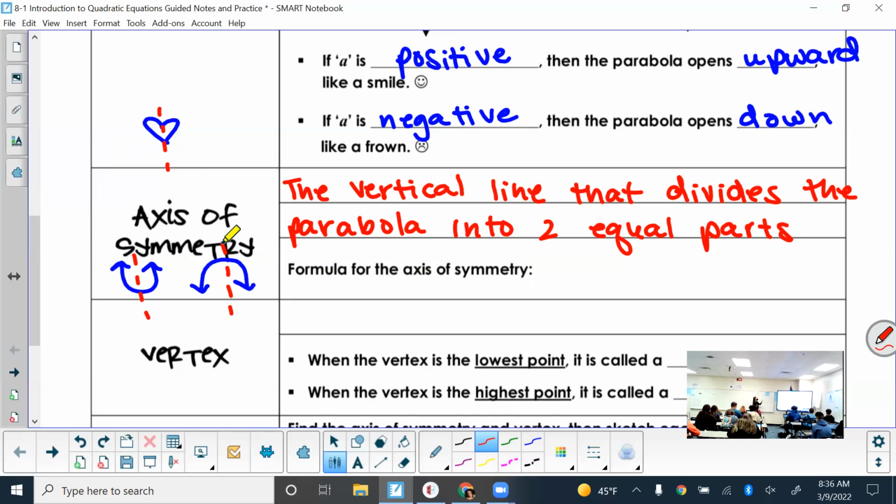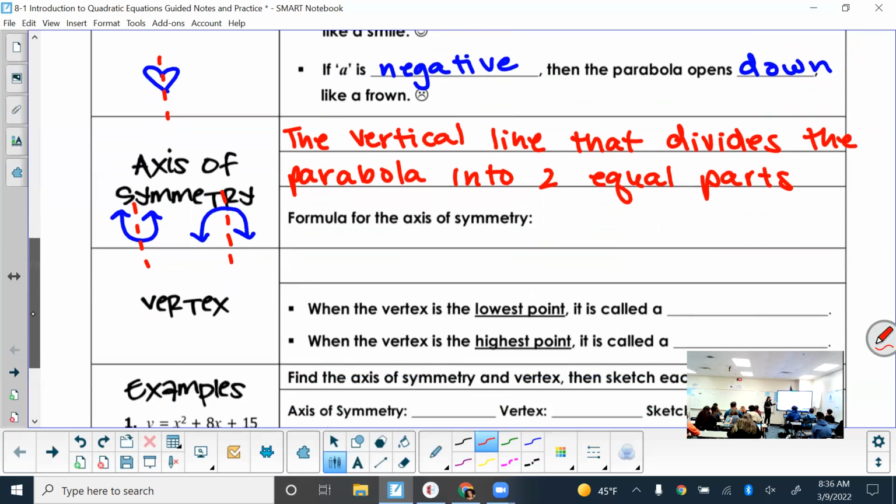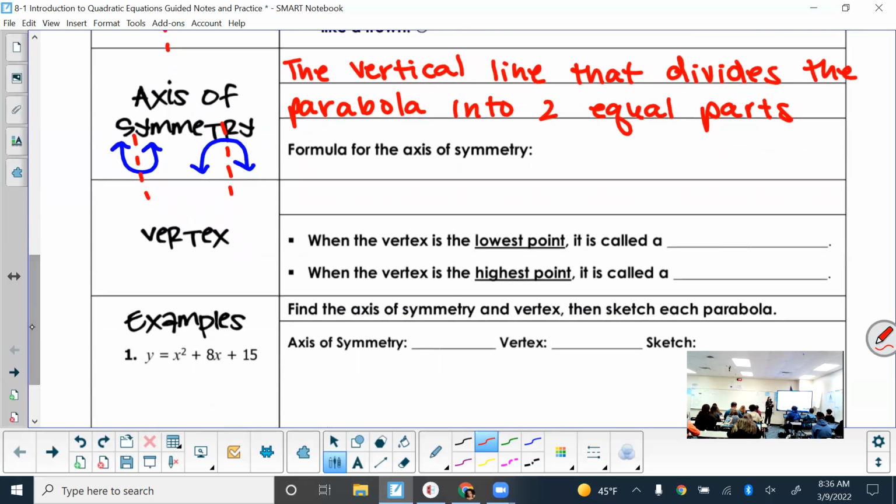All right, so parabolas, they're symmetrical. The axis of symmetry is the line that divides it into the two equal parts. Everyone with me so far? All right, the formula for axis of symmetry is x equals negative b over 2a.